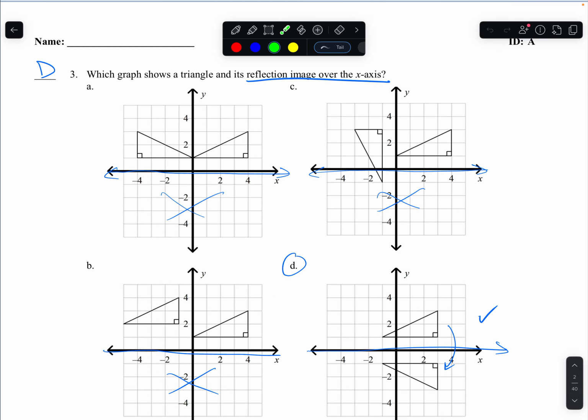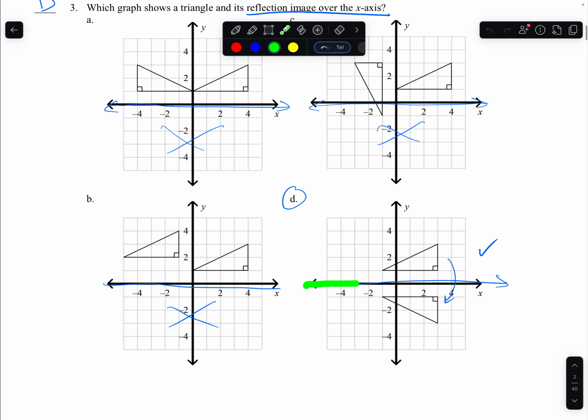Number 3, which graph shows a triangle reflected over the x-axis? Well, that would be D. Here's the x-axis, and this triangle is reflected over to form this triangle.